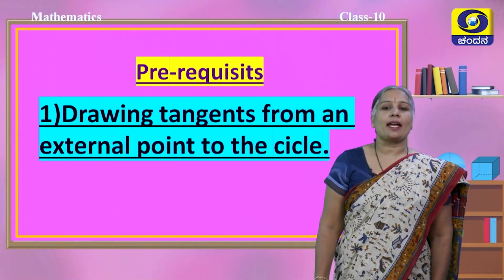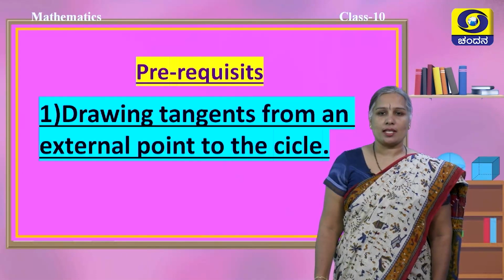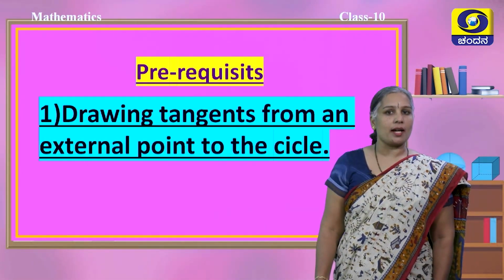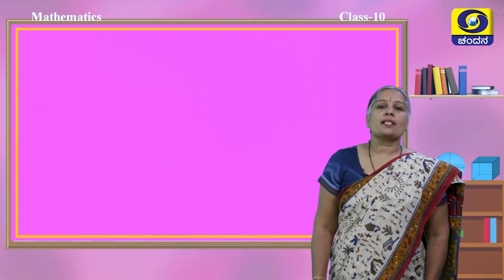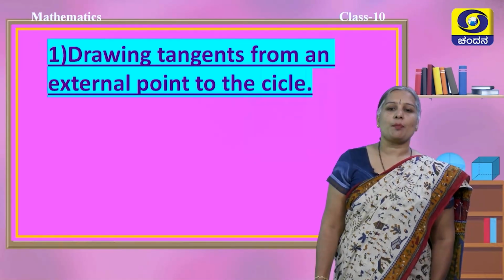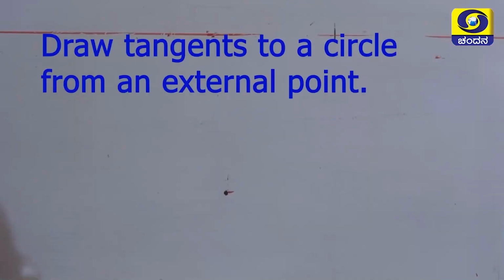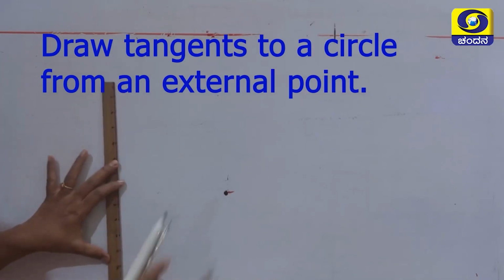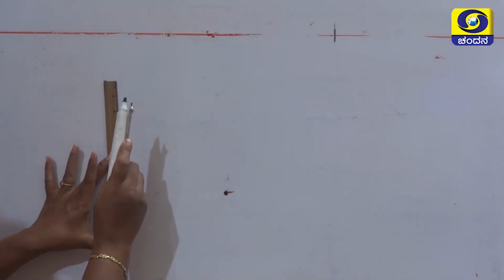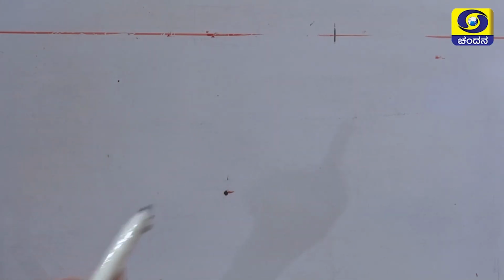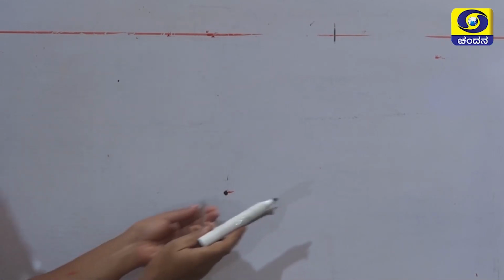Prerequisites: drawing tangents from an external point to a circle. It is a very important prerequisite to understand today's concept. Let us see how to construct a tangent from an external point to the circle. To do this construction, first we have to draw a circle of radius 6 centimeters. Let me take the distance between the needle of the compass and the pencil as 6 centimeters and draw a circle.